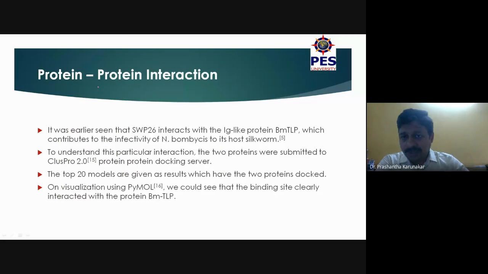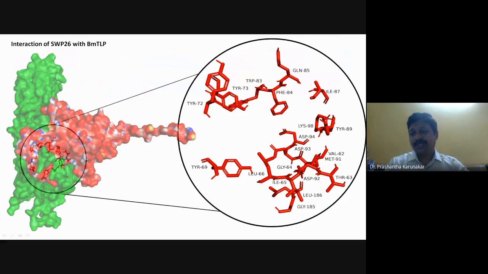Then we performed protein-protein interaction using the PlusPro server. We put SWP26 as the A chain and BMTLP as the B chain. Then we got the results, and again based on the energy we can select one good model. Then we visualize the interaction using PyMol.